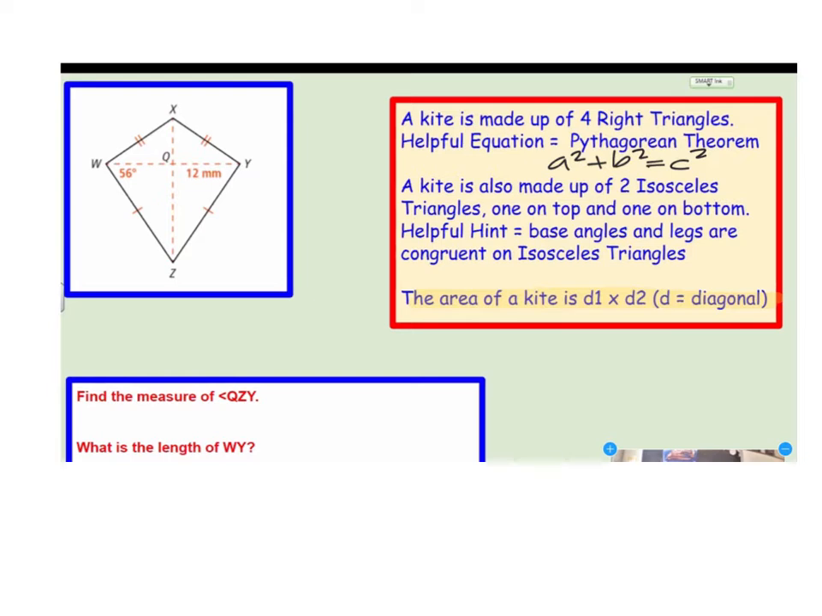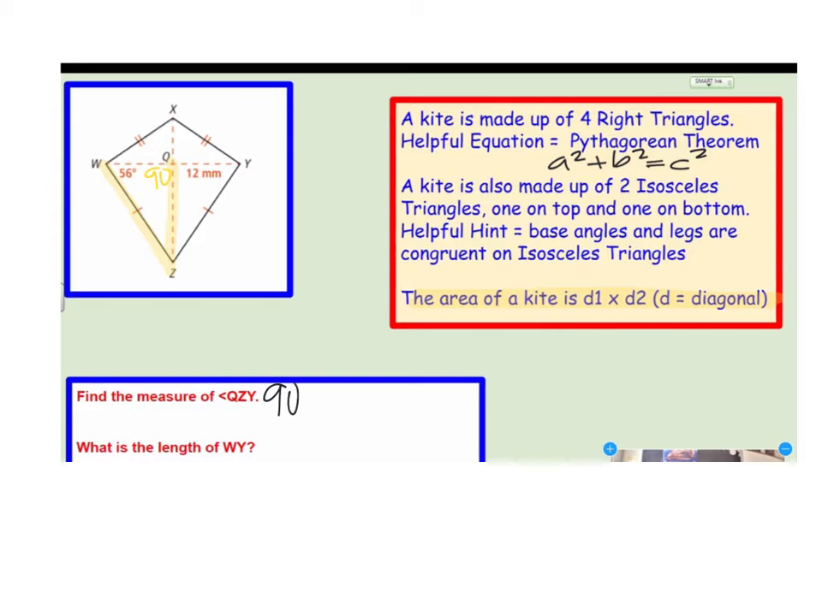So the first question here says, find the measure of QZY. So first I got to figure out where is QZY. QZY is right here. Well, I know this is a right triangle, okay? So I know this is 90 up here.